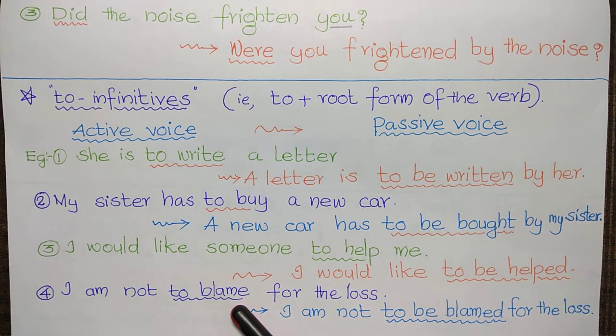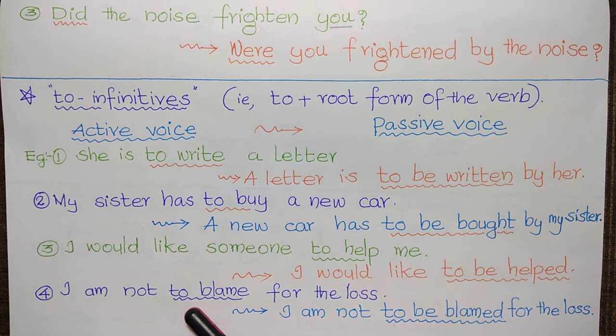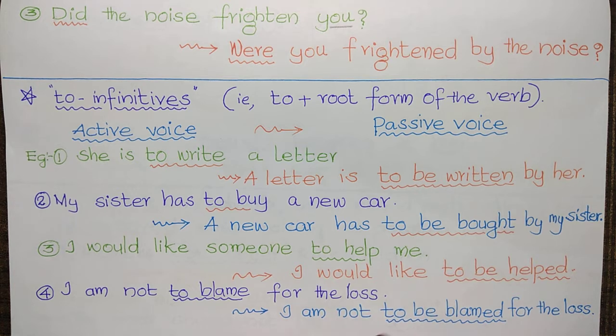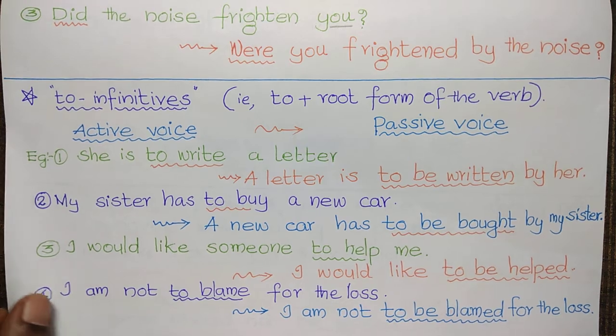I am not to blame for the loss. Again, to infinitive: to plus the root form of blame. After conversion, it becomes I am not to be blamed for the loss. To be blamed. Blamed is the V3 form of blame. So that is about two infinitives.